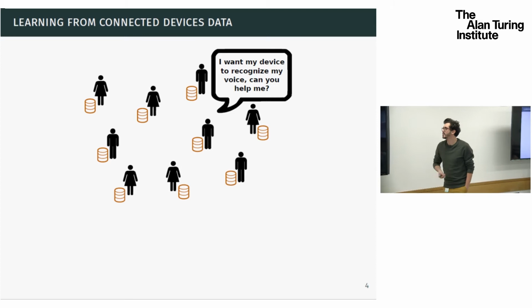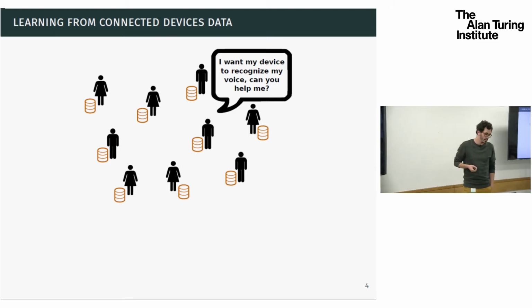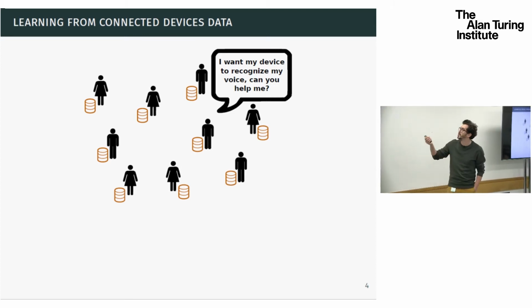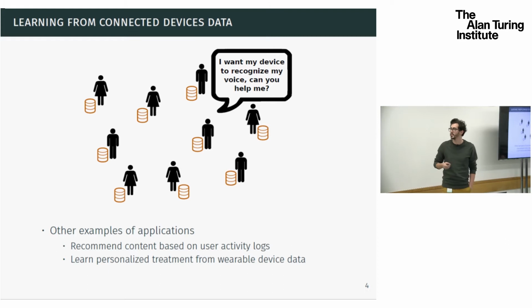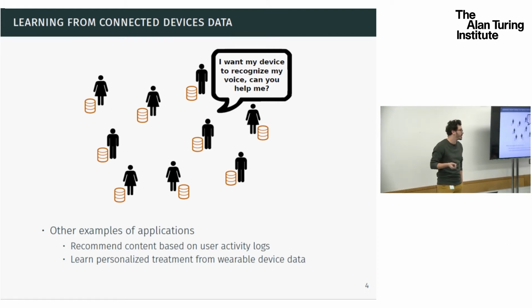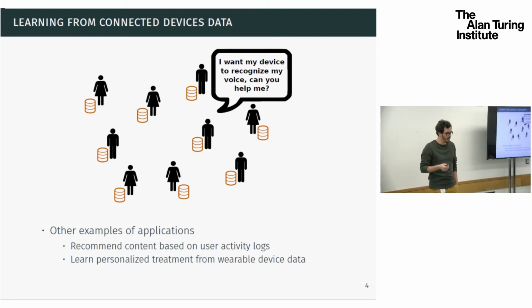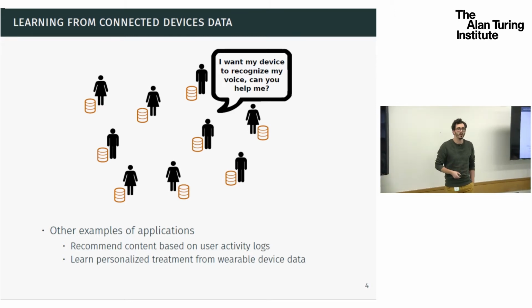So maybe there's a service provider, and the users are interested in a service like, I want my device to recognize my voice. Okay, can you help me? You can think of many other examples. Essentially, recommending some content based on the user activity log, let's say browsing web pages on your mobile phone or things like this. Some of the things that we're starting to see also is things like learning personalized treatments from wearable devices data.